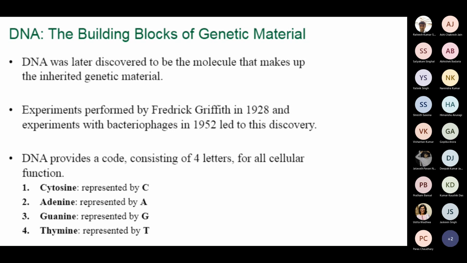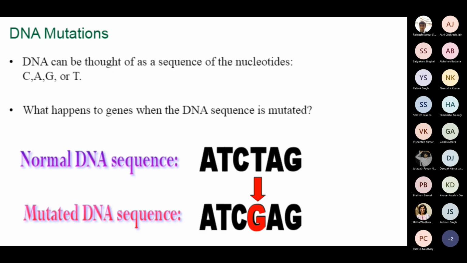Next, DNA was discovered to make up the genetic material which was inherited between organisms, and this is just a repeat of what I said earlier. Now, during the process of DNA replication and inheritance, certain mutations come up. This is how it looks. If you have a normal DNA sequence as shown here, you can have a mutation which changes the code of DNA, and as a result, say, a T here originally gets replaced by a G, right?